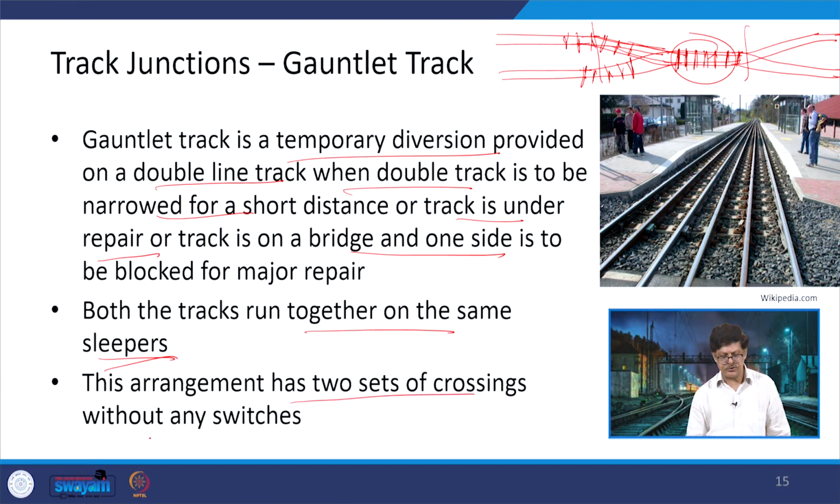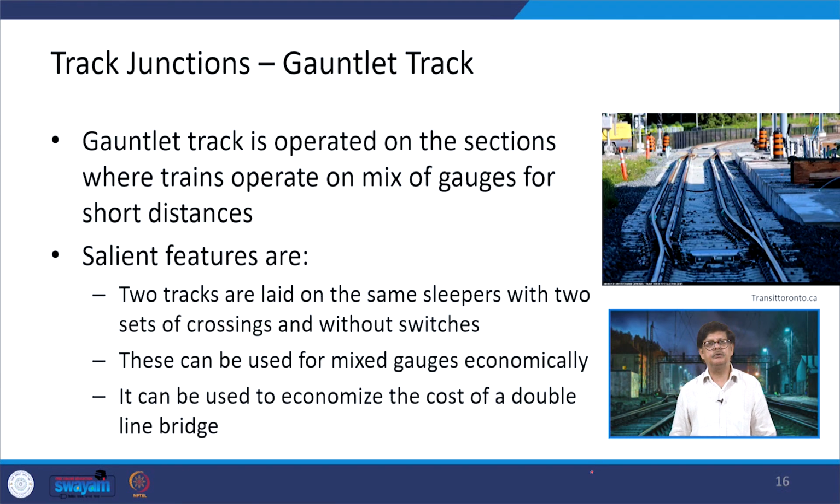This arrangement has two sets of crossings without any switches, and this is operated on sections where the trains operate on a mix of gauges for short distances. It may happen that the narrow gauge and the broad gauge have been joined together. So it may be a possibility that there is this broad gauge, but if you use this particular set of rails, then this becomes a meter gauge. So meter gauge, narrow gauge, broad gauge, those combinations are possible, subject to a requirement of doing that, but this is being done for shorter distances.